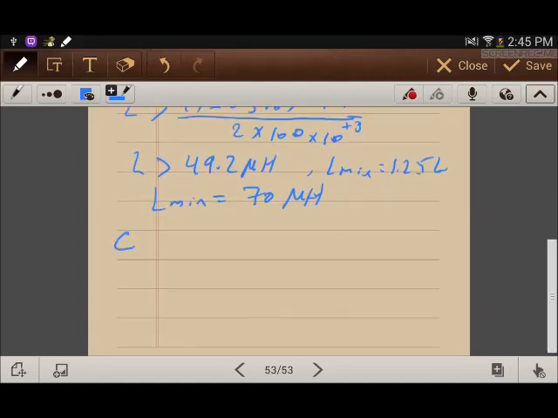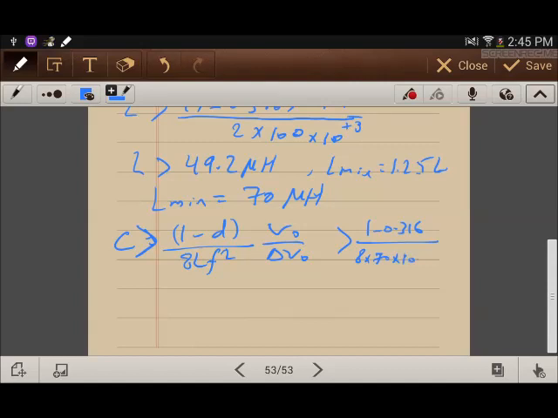Now to find C, C should be greater than (1 minus D) over 8LF squared, multiplied by V out over delta V out. So it should be greater than (1 minus 0.316) over 8 multiplied by 70 multiplied by 100 multiplied by 10 to the power of minus 12.